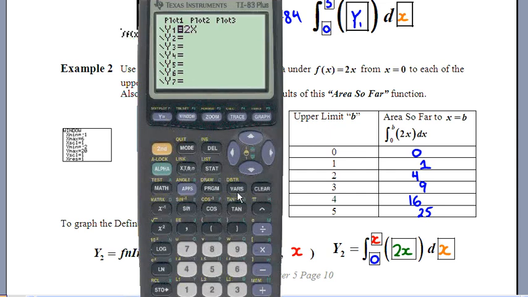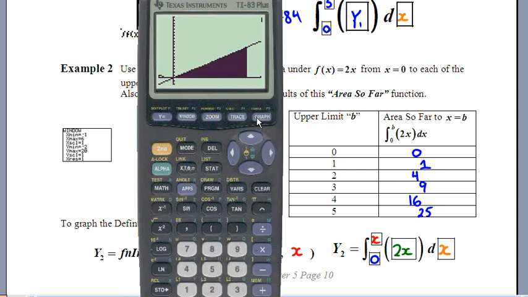So I'm going to give this a try here. I'm going to go down and say, okay, math. Let's go down to option number 9. And we're going to do a graph of how much area you get under 2x. X is the variable, starting at 0, finishing at x. So pixel by pixel, it's going to keep track of how much area we actually get there. And here comes the graph.